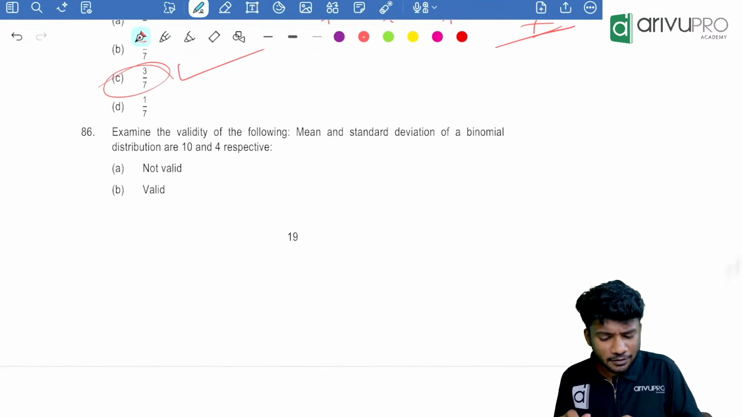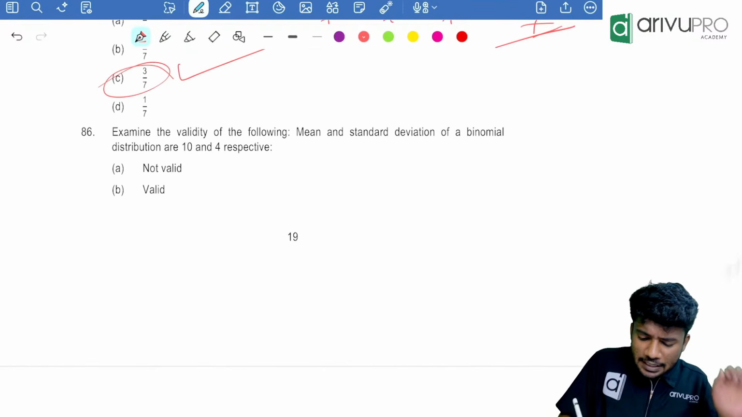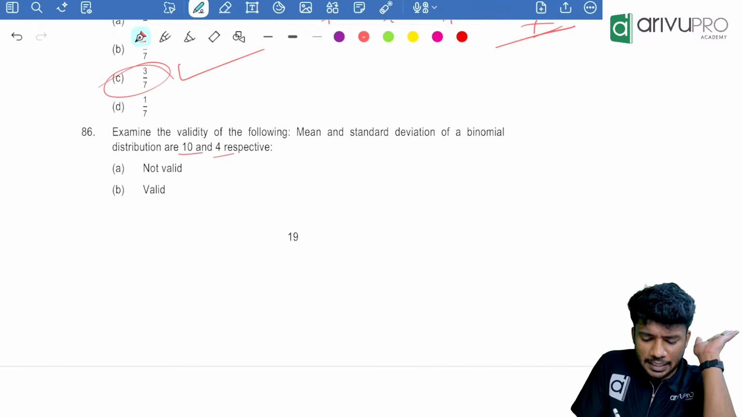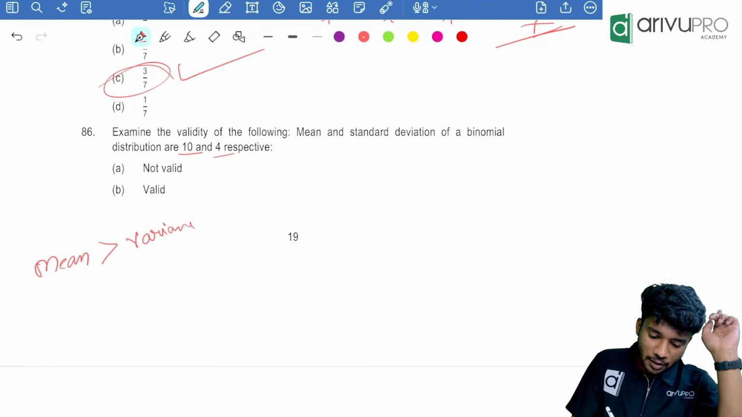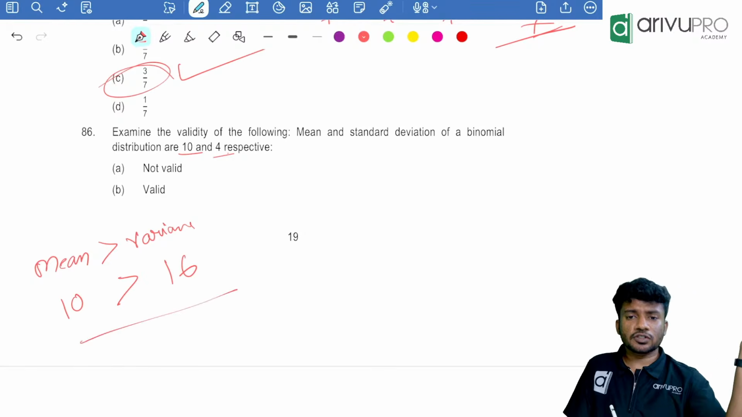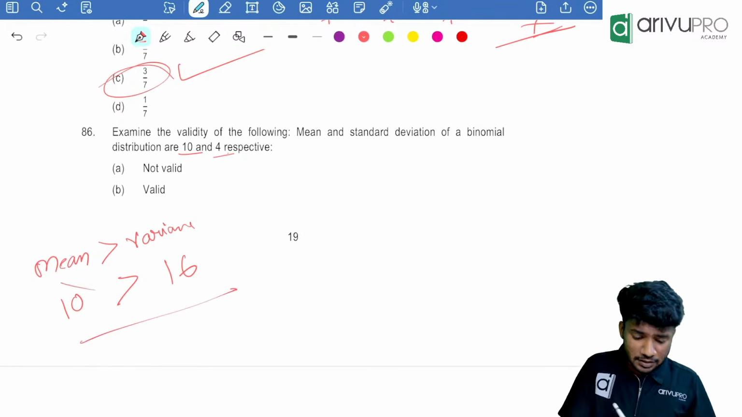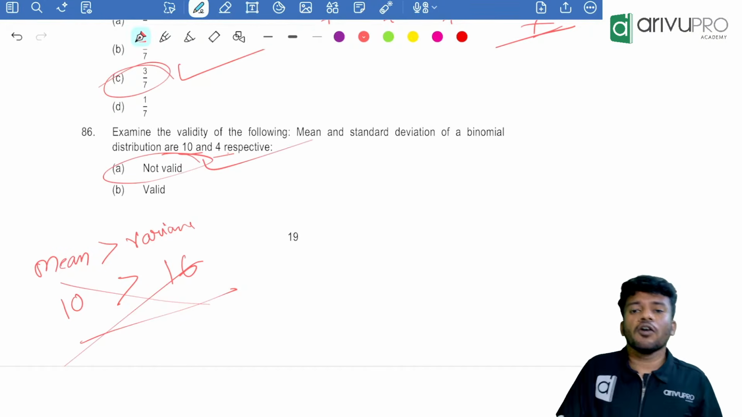Examine the validity of the statement: mean and standard deviation of a binomial are 10 and 4 respectively. One important thing you should always remember is that mean is greater than variance. Now, standard deviation, mean is how much over here? 10. Then variance will be how much? 16. 10 is greater than 16? No, 10 is less than 16. This is wrong, so it is not valid.